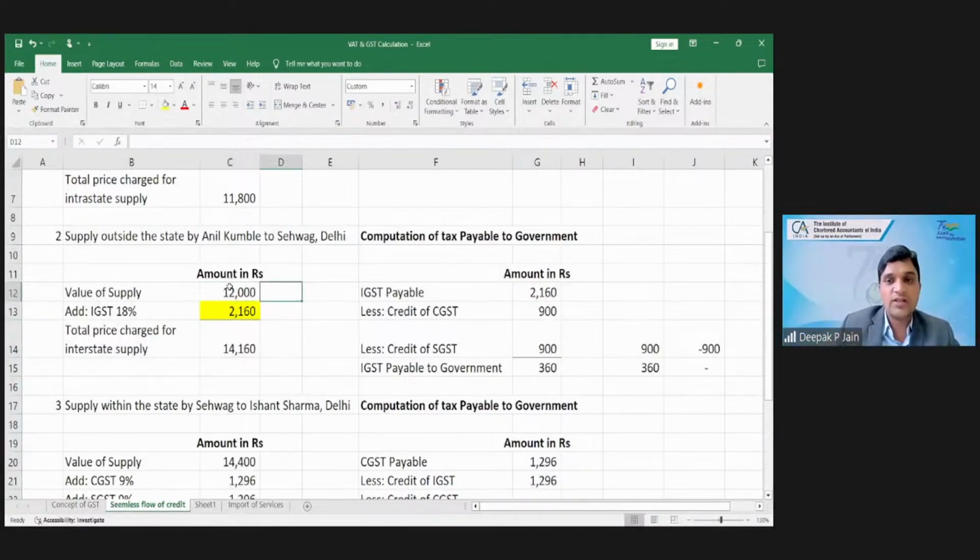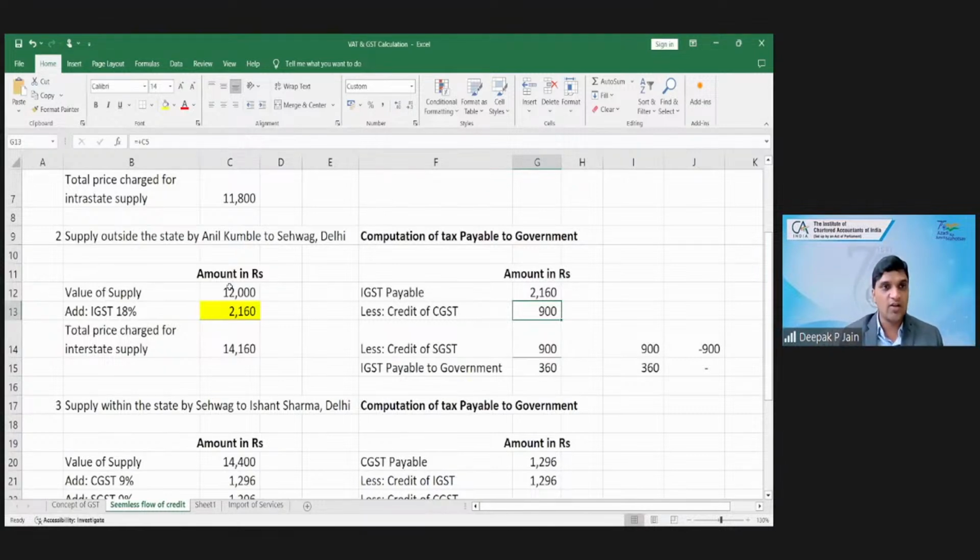Okay. Now in this case, what is happening? 2,160 is payable by him, but he has already paid some taxation when he purchased from Rahul Dravid, who charged him CGST and SGST. Now my liability is IGST. What did we see in that flow chart? That if you have any credit of CGST, in this case, what credit do I have? I have credit of CGST, I have credit of SGST. I do not have credit of IGST.